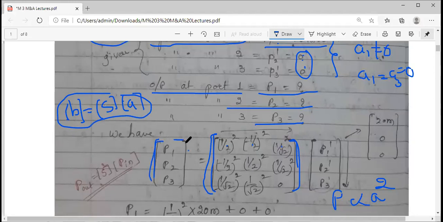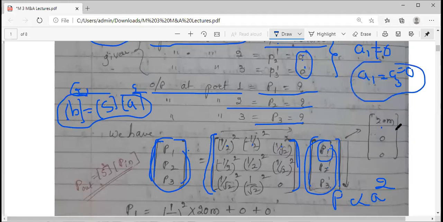Unknowns are P1, P2, P3. This is given to you: the incident wave, in terms of powers, is 20 here. Even if I take squares on both sides, no need to take the squares, I'm directly taking the powers. So P1 dash is given to you as 20 milliwatts, and the other two, A2 and A3, are both equal to 0. So this is 20, 0, 0, and P1, P2, P3 we need to calculate.